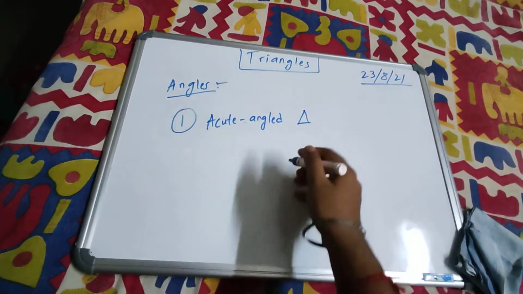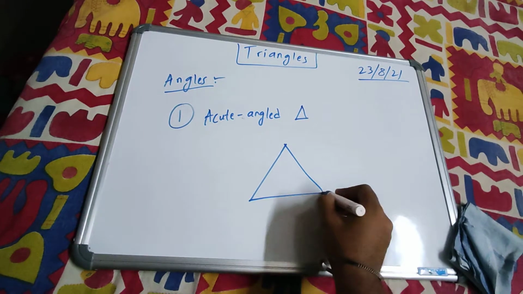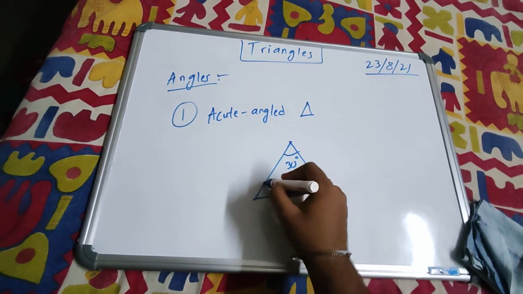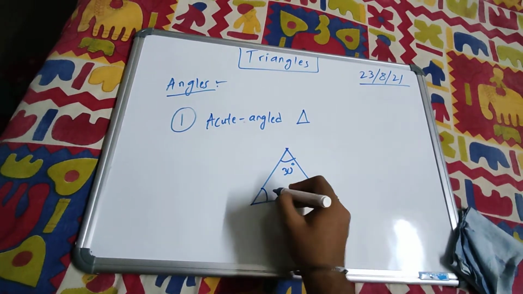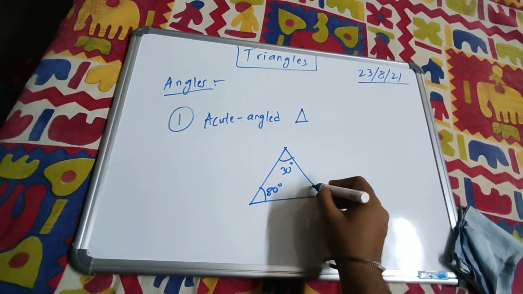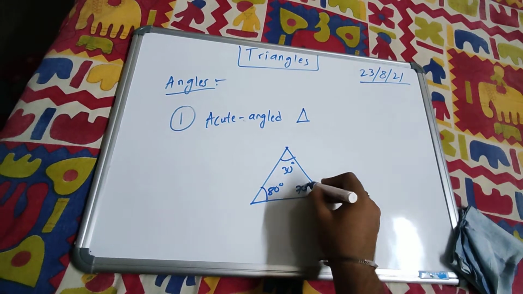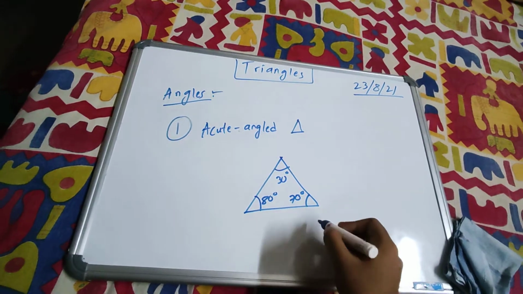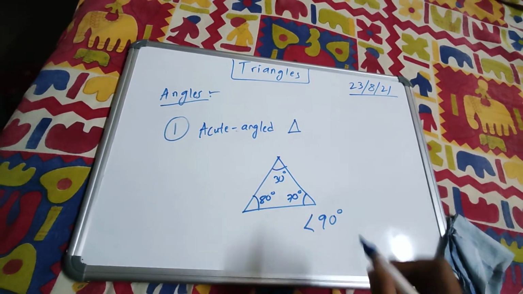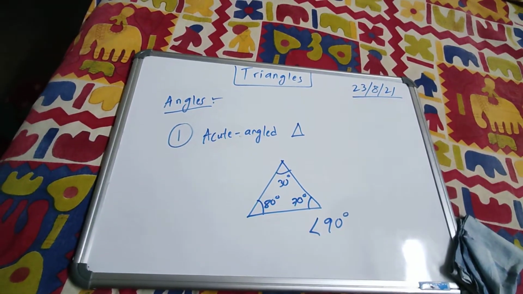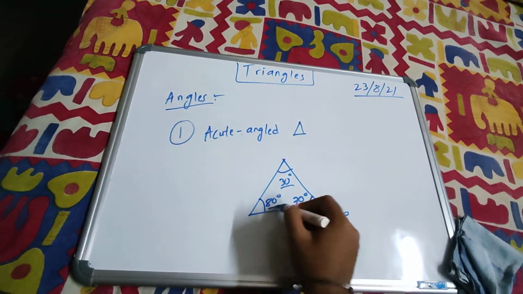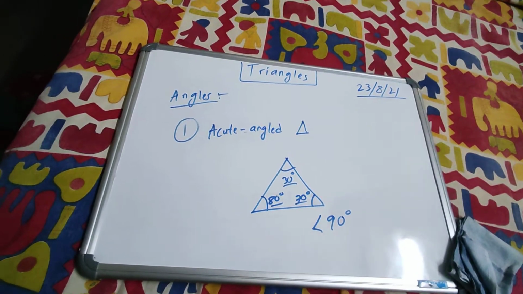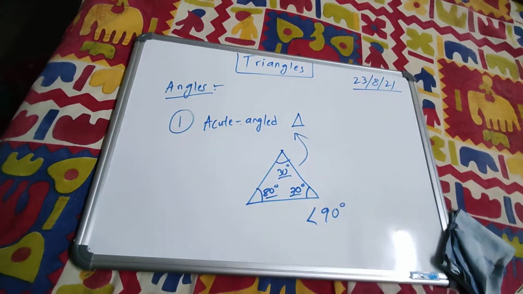Any triangle having all the angles as acute angles. Let's say this is 30 degree, this one is 80 degree, and this one is 70 degree. See, all of them are acute angles. What is the meaning of acute angle? Any angle that is less than 90 degree is known as an acute angle. All the angles that you can see in this figure are less than 90 degree, so they are acute angles. So this type of triangle is an acute angle triangle.